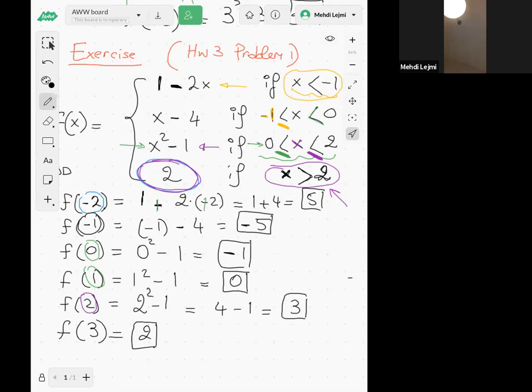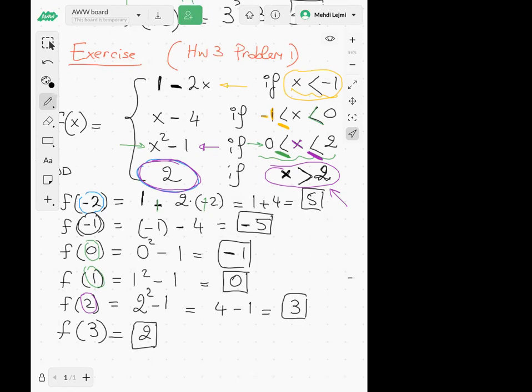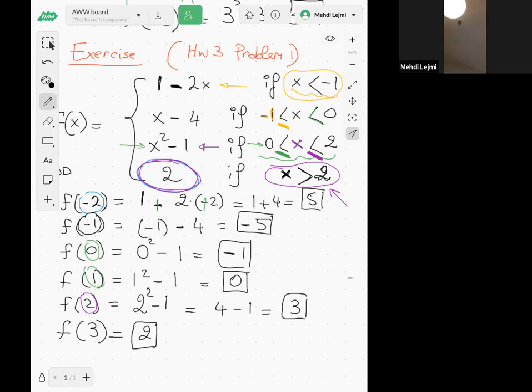So f of a is going to be 2. All right. Any questions, guys, about this exercise? Again, the first problem in homework number 3 is similar to this exercise. If there's no question, then I guess we are done with section 1.3, and we can move to the next section. All right.